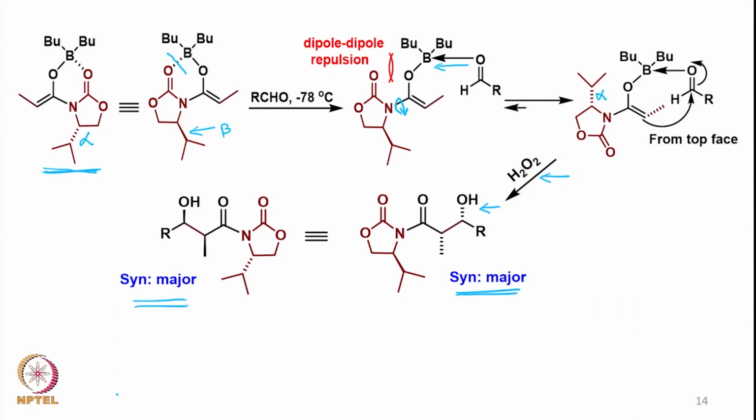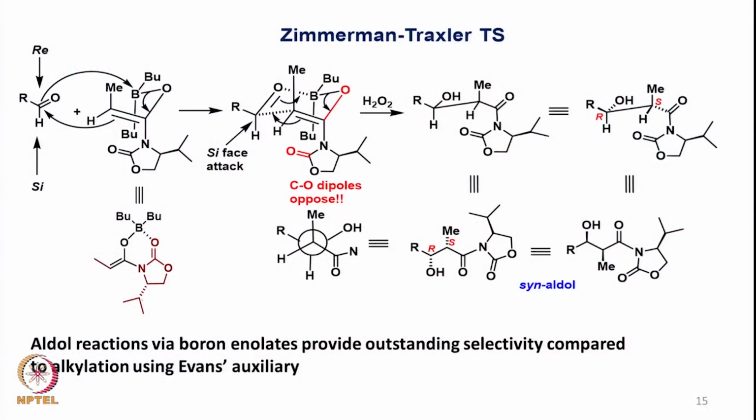Now, we can look at this in a slightly different way from the conformation angle. So, we can look at the Zimmerman-Traxler transition state. For example, this is how we started, this is the enolate that we started with. The same enolate can be written in this particular fashion, where as you can see the methyl group here, the double bond is here, and the enolate and the methyl group are in the same direction.